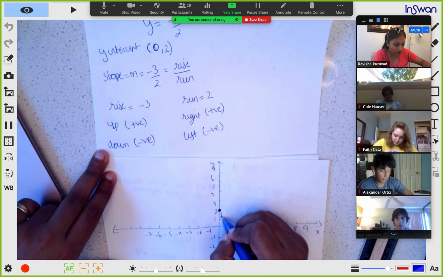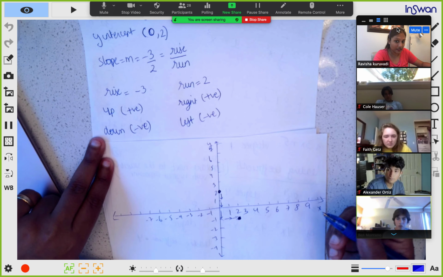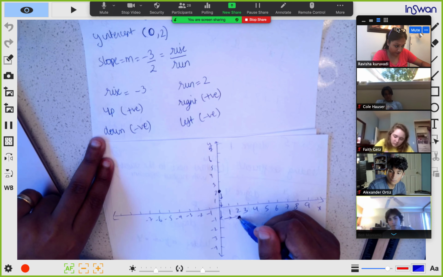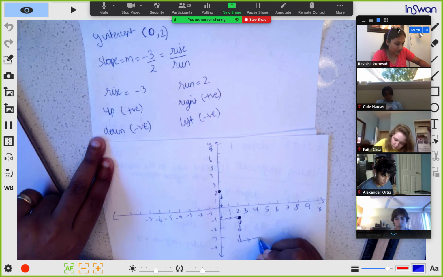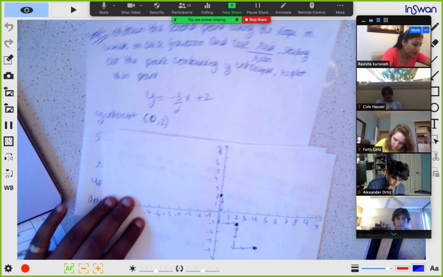So from the 0, 2 point, you could do the opposite. So you could go up 3 points, and then to the left 2. Yes, that's correct. Or from the new point, you could just do the same thing. You go down 3 points, and then to the right 2 points. Perfect. So you do it that way, and then you join them.